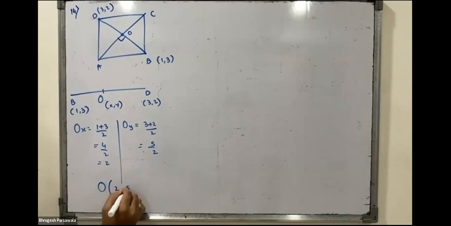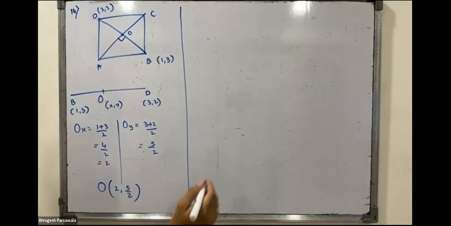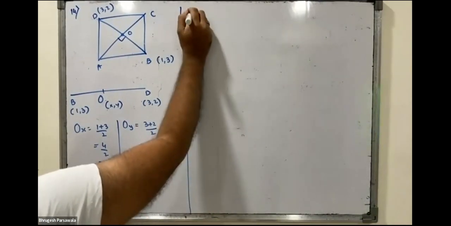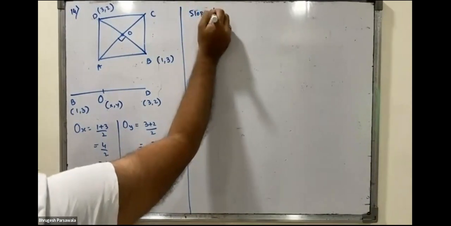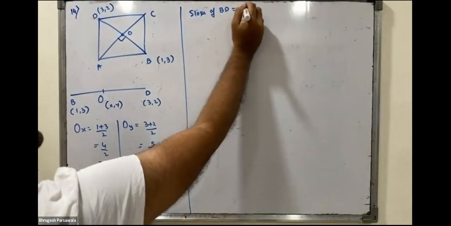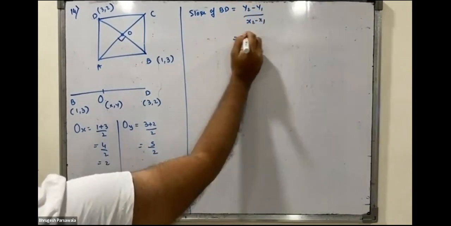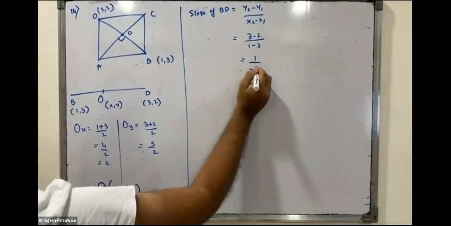Point of intersection is 2, 5 by 2. Find the equation of diagonal AC. Superb, beta. Beta, tell me, what is the slope of BD? Slope of BD. कितना होगा बेटा बोलो? Y2 minus Y1 upon X2 minus X1. So 3 minus 2 upon 1 minus 3. 1 upon minus 2.